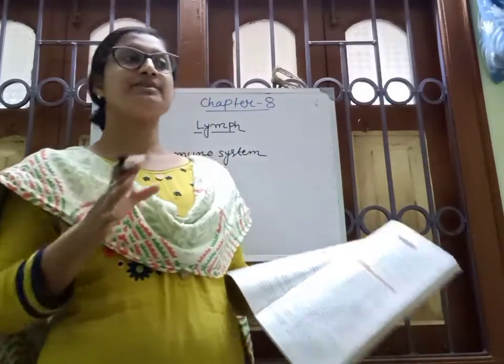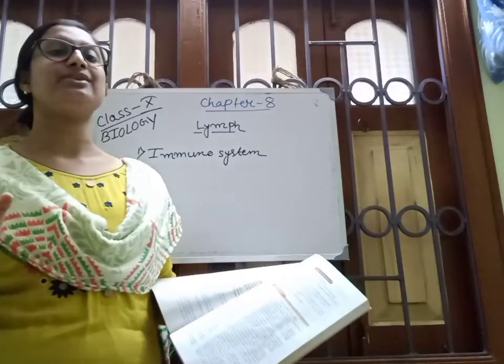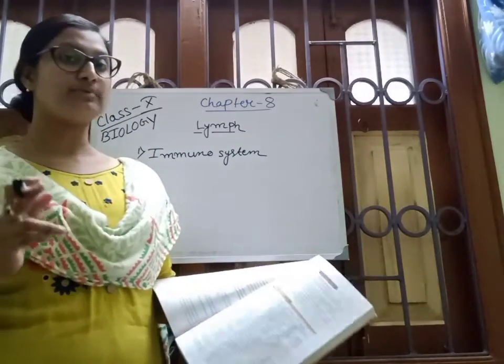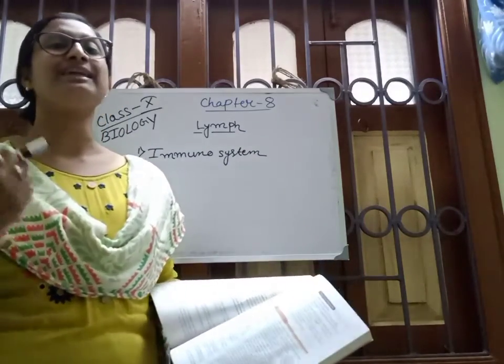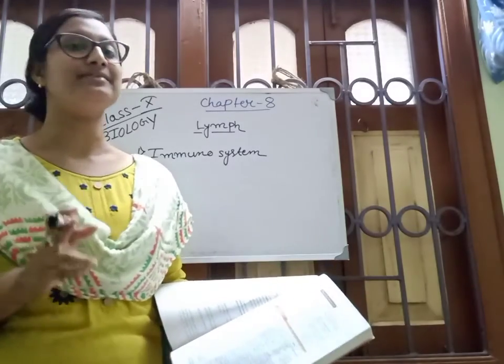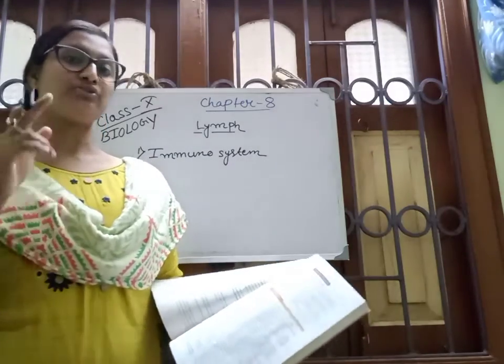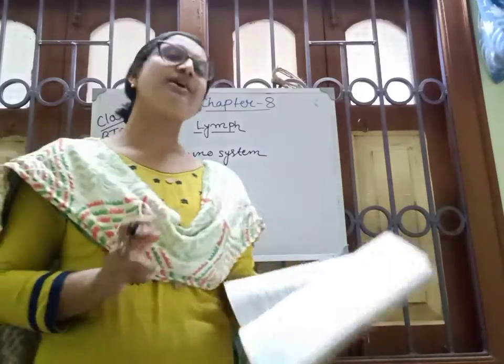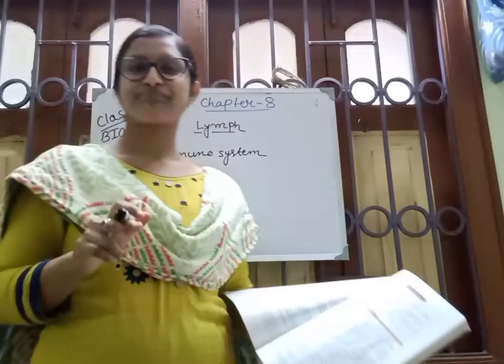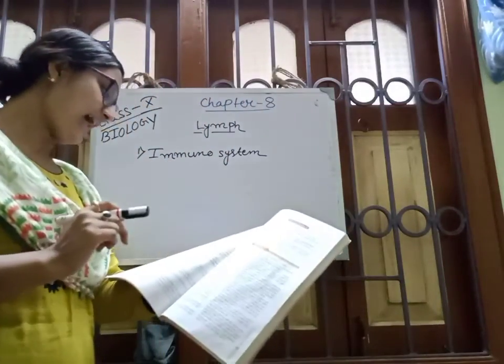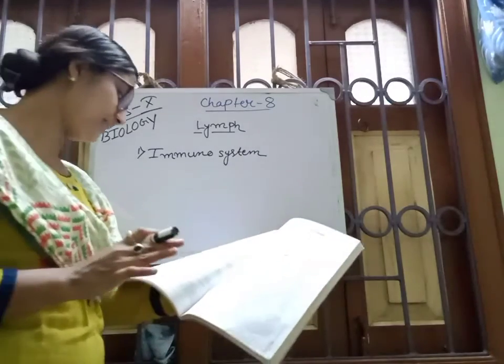But fat is the largest molecule. The fatty acids and glycerol cannot enter into the blood. Most of the fats are absorbed through the lacteals, which are lymphatic vessels. The lacteal transports the fat molecules from the intestine to the blood. Most important functions: it also destroys microorganisms and helps in the immune system.